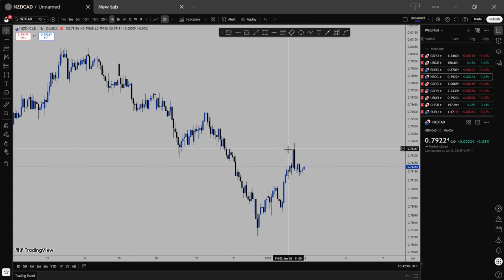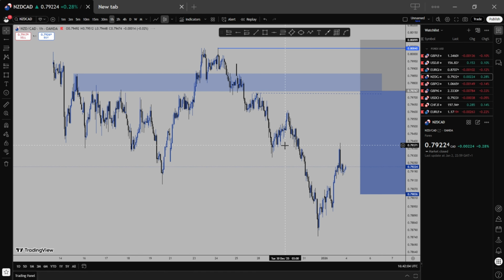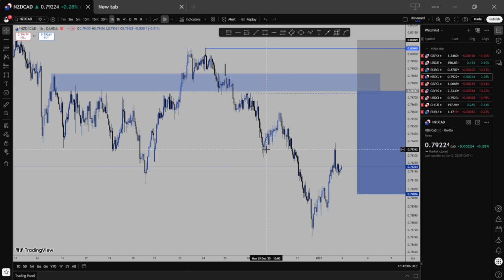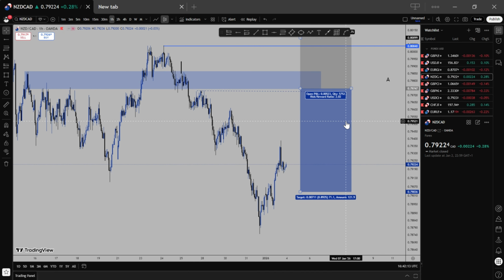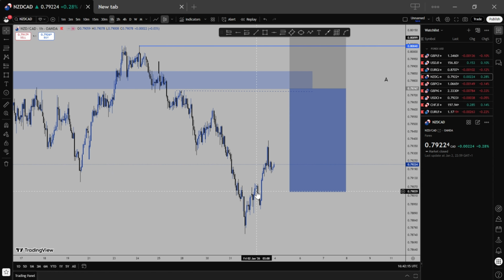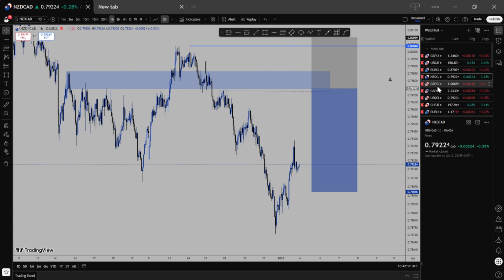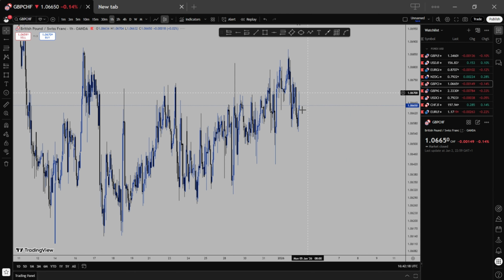The next setup is an NZD CAD. A setup, same thing: sweep, BOS, structural liquidity, and then 1 to 2, I'm out. You can copy that as well. Next pair, GBP CHF.